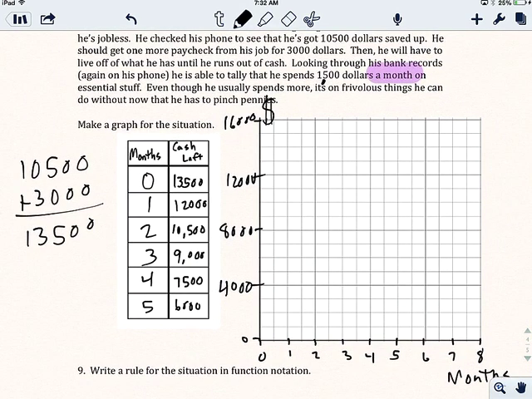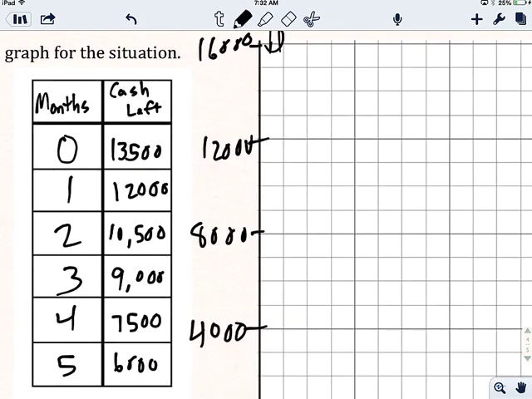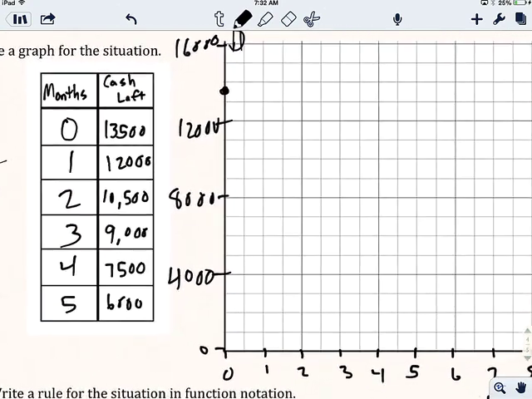Okay. So now I need to plot some points. So 13,500 is at 0. So there's 12,000. 13,000 would be right there. And so halfway between is 13,500. There we go. And then after 1 month, we're going to have 12,000 left. So that goes right there. 2 is 10,500. So there's 8,000 right there. 9,000, 10,000, and a half goes right there.